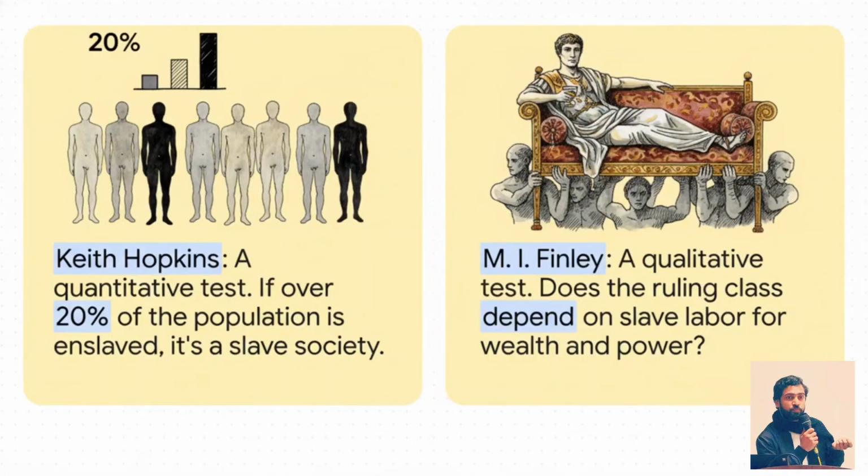And there are two main schools of thought here. On one side, you have historian Keith Hopkins, who proposed a quantitative rule, basically a numbers game. He said if more than 20% of your population is enslaved, boom, you're a slave society. But then you have M.I. Finley again, who pushed back hard. He called Hopkins's idea number mysticism, arguing that 20% is just an arbitrary line.